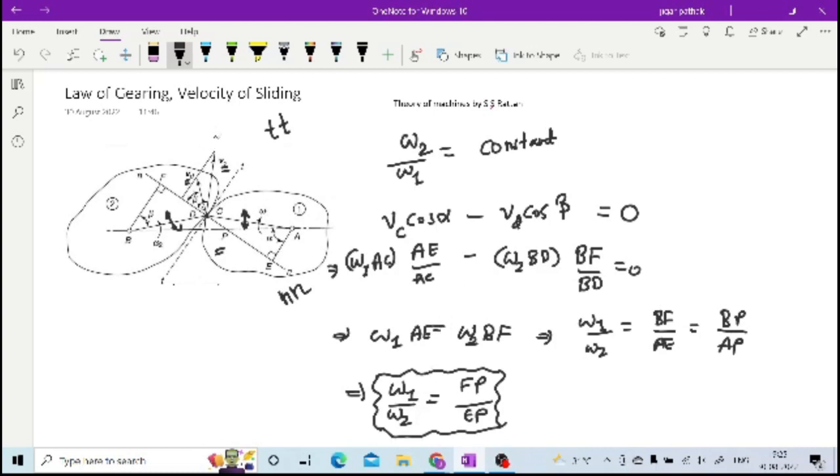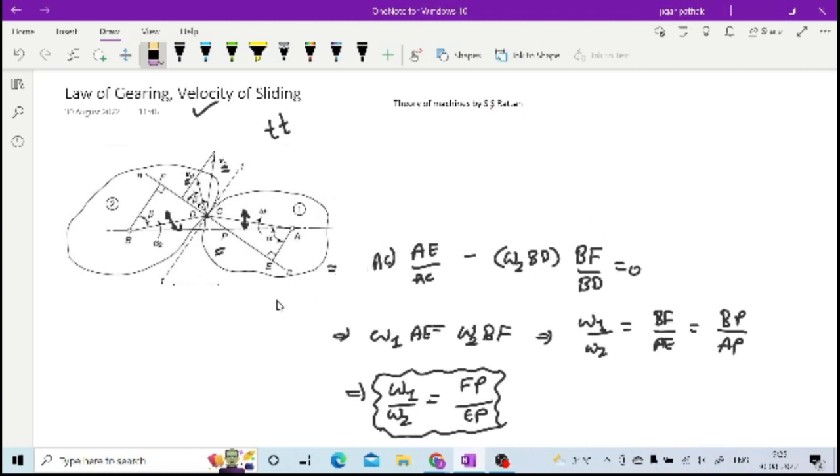Now one more important thing is, as you have taken your components of velocity along the common normal, if you take the components of velocity along the tangent, then you will have the velocity of sliding, as mentioned here, right? So in order to calculate that velocity of sliding, you are going to consider those components which are along the tangent. So let me first erase this, and then we will also find the velocity of sliding. One second.